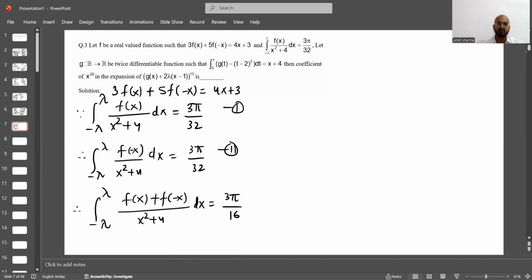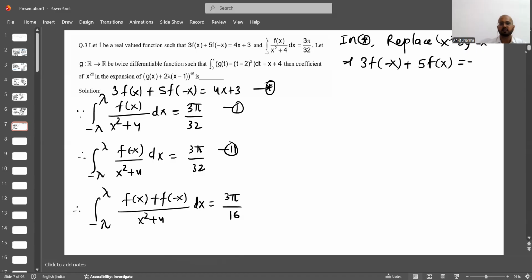Now we want f of x plus f of minus x. So we have this equation, I'll call this star. So we want f of x plus f of minus x. So what we can do is, in star, we can replace x by minus x. So when I do this, I'll be having 3 times f of minus x plus 5 times f of x is equal to minus 4x plus 3. And this is my double star.